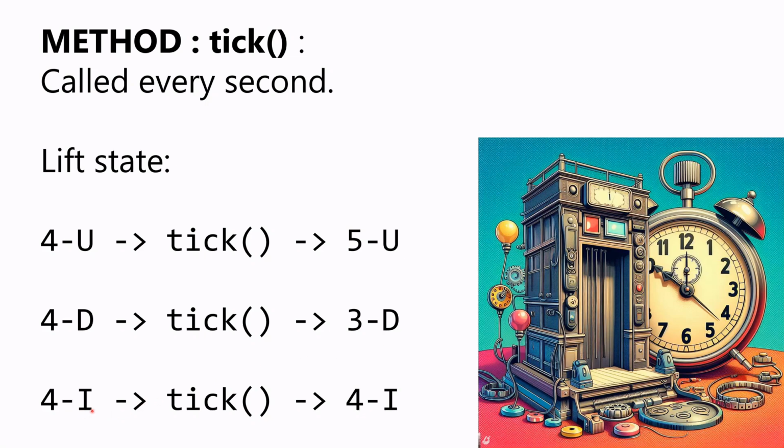Again, let's suppose a lift is idle and it is at floor 4. So after the tick method call, its state should remain 4i because the lift will not move. We should use this method to keep track of the passage of time, each second, rather than using java.util.Date time.